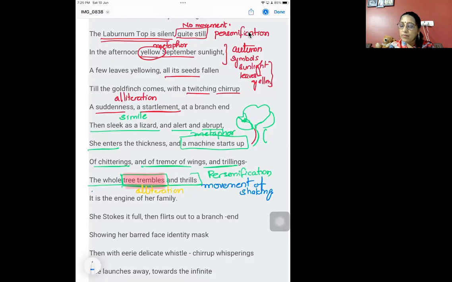Now again one more question. It is the engine of a family. What does engine mean? What is engine? Engine is what makes the train or any vehicle move. Like the engine of a car or any vehicle. And it is she, it is the goldfinch.